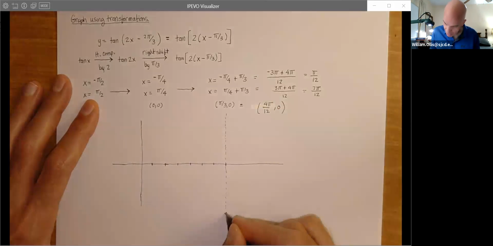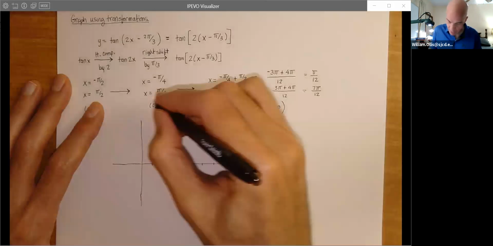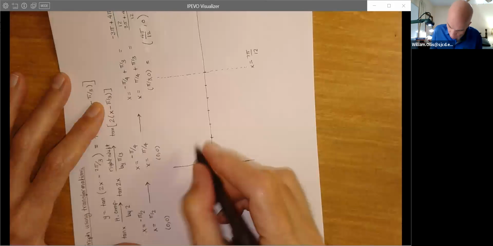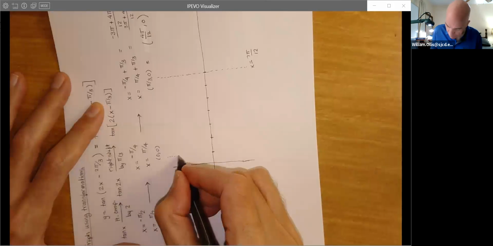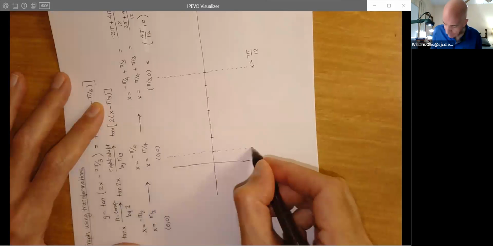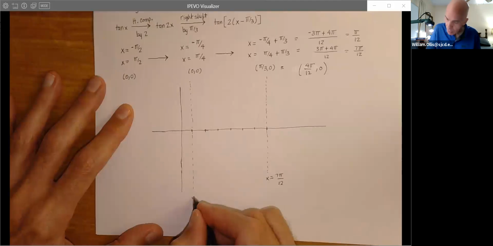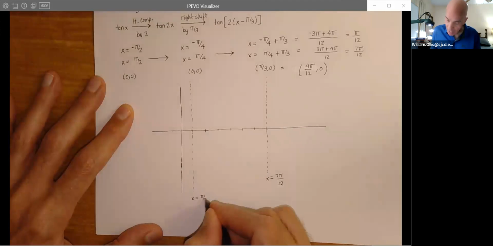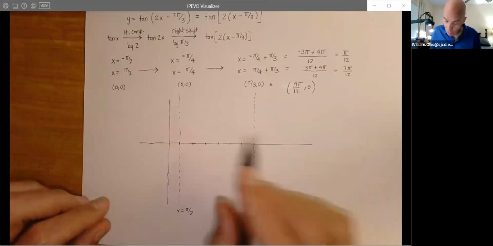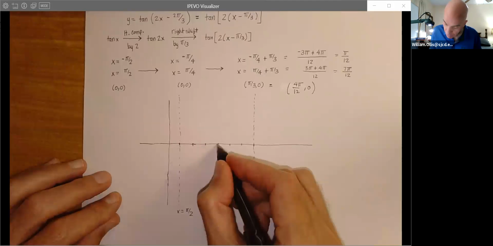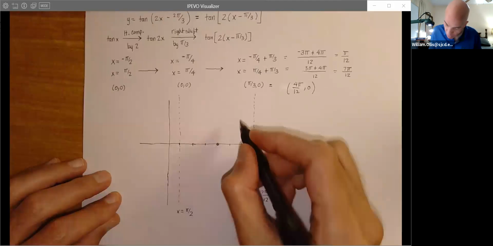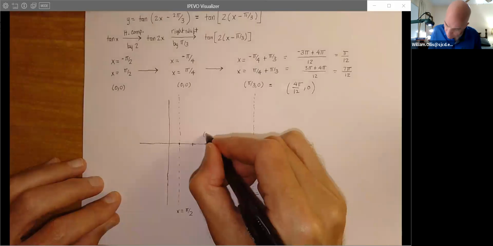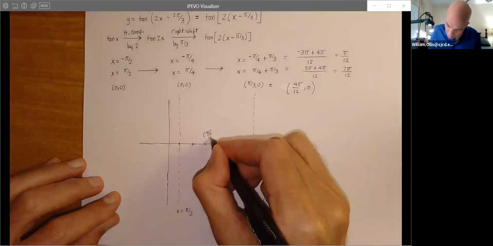So this is x equals 7 pi over 12. And then the other one here, so I don't get ink all over myself, let me just do it this way. So we have x equals pi over 12. And then, of course, right in the center, we have 4 pi over 12. So 1, 2, 3, 4.